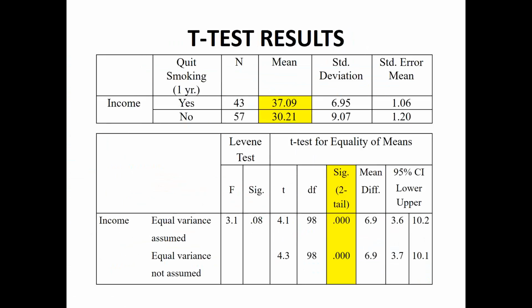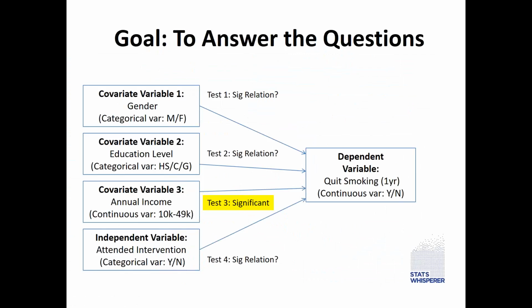So therefore, if we go back to our study map here, we see that's a significant relationship. So they will be included in our final multivariate regression model.